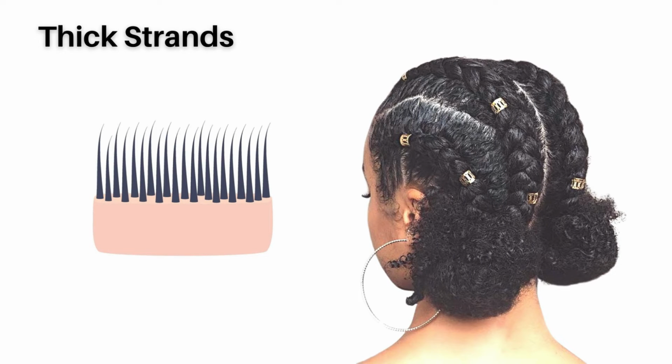Thick strands have a cuticle, a cortex, and a medulla. Thick strands are easily visible and feel thick in between the fingers. Thick strands can sometimes feel wiry and firm. They make the hair appear fuller and can hold styles very well.